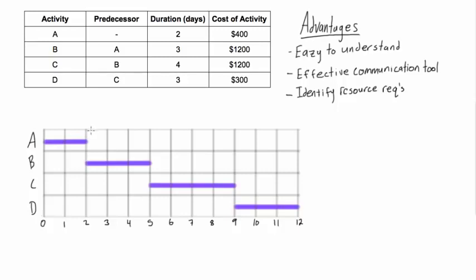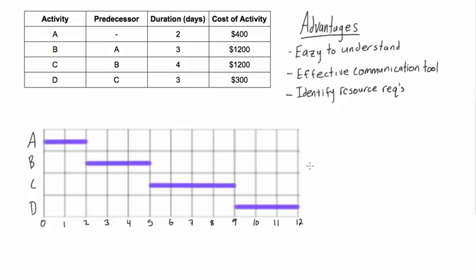Anyone can look at this once it's drawn and say, oh, well, hey, this project is 12 days long, and this activity is 4 days long, this one is 2 days long, right? They're very easy to understand, and thus they're an effective communication tool. You can show this to someone and get the point across really easy.